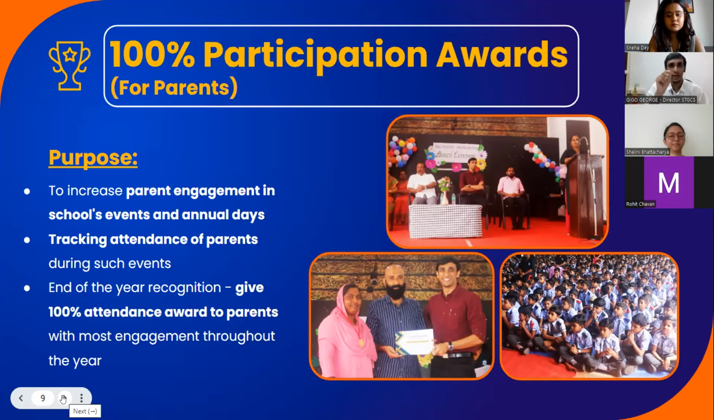What we need to do is track the attendance of parents who are coming. We need to give an award to the parents who are attending all the events. For example, the arts day, the sports day, the science exhibition, where all our children will be making a lot of exhibits. We need parents to come and see and appreciate them. Otherwise, it's a waste. So we track all the attendance, and at the end of the year we analyze which parents attended all 10 events, from JKG to plus two, and we appreciate them.